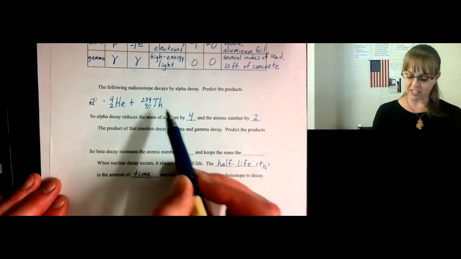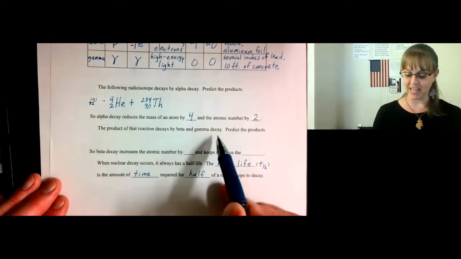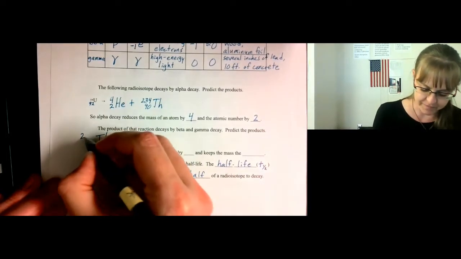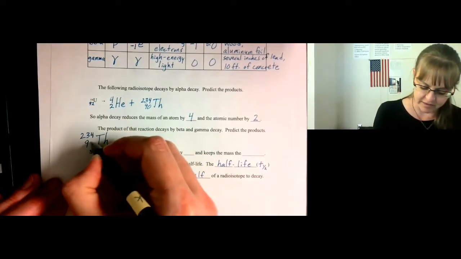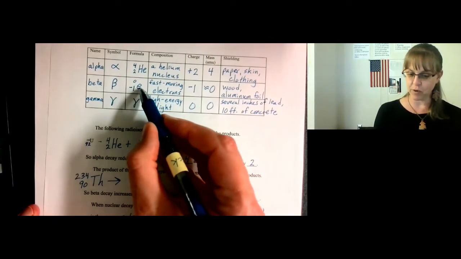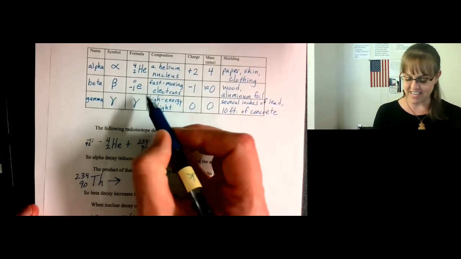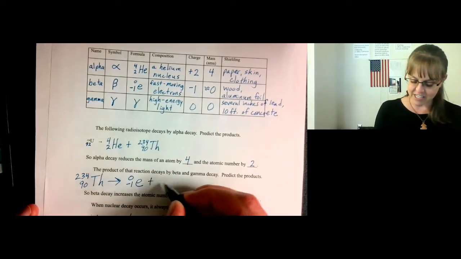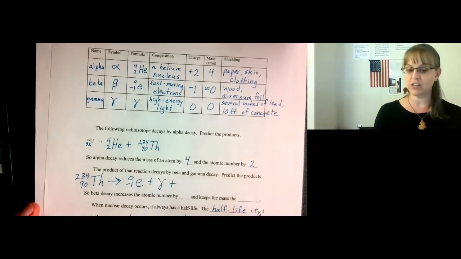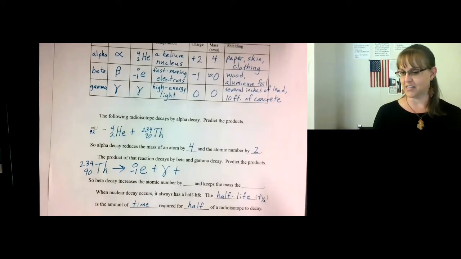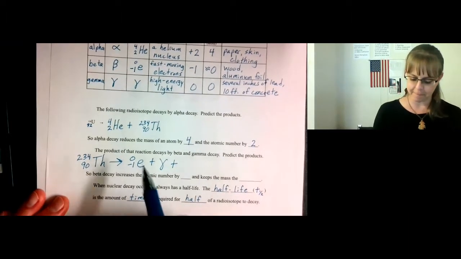All right, now the product of that reaction decays by beta and gamma decay. So we're going to take thorium-234 and 90, and it produces beta and gamma radiation. So beta is 0 over negative 1e. No, this is not a dash IE. It's a 0 over negative 1e. And it makes some gamma radiation. And what else will it make? You ignore the gamma radiation. It's a ray. It's not a particle, so you don't have to worry about anything.